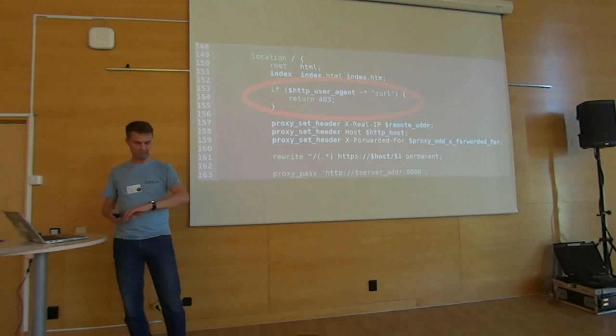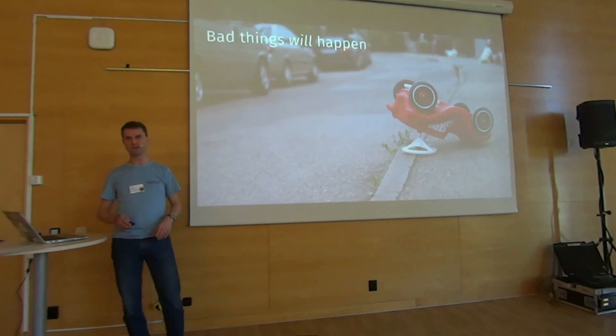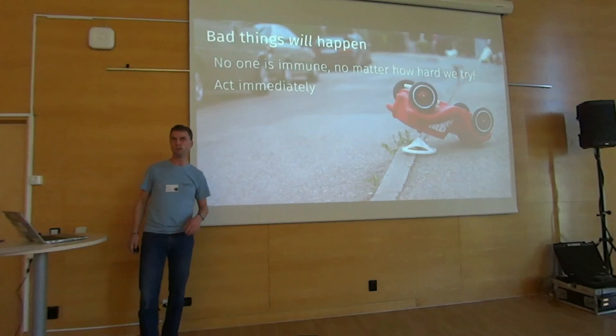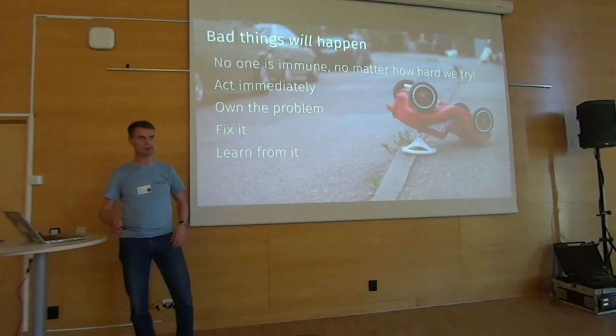And then even if you follow all these steps, you do everything right, bad things will happen for sure because we're all human still. We write everything manually. So flaws will happen. And we just have to recognize that this is what's going to happen, so we will just act on it immediately when we get to know about it. And we own the problem, so we fix it. We ship a new one. We try to learn something from it, right?